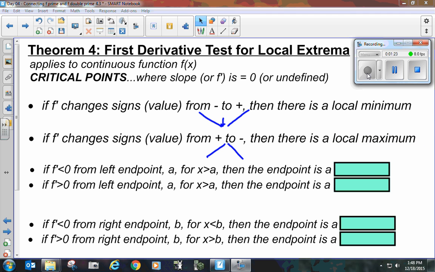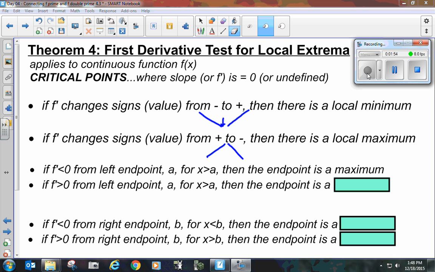All right, now, these sound confusing, but when we start applying them, that's when you kind of get this stuff. If your derivative is less than 0 from the left endpoint, for any value of x bigger than a, the endpoint, then the endpoint is a maximum. Okay? What does that mean?